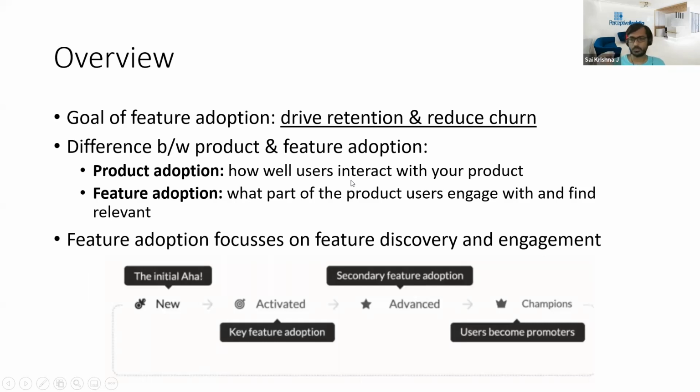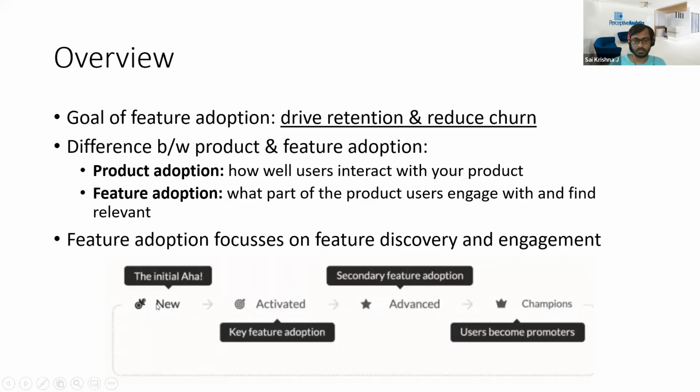Discovery is where, if you launch a new feature in the app or on the website, users see it and are attracted by it. That is what we call the discovery phase. And then engagement is how they use the new feature. So you can think of these as multiple stages in the feature adoption cycle.